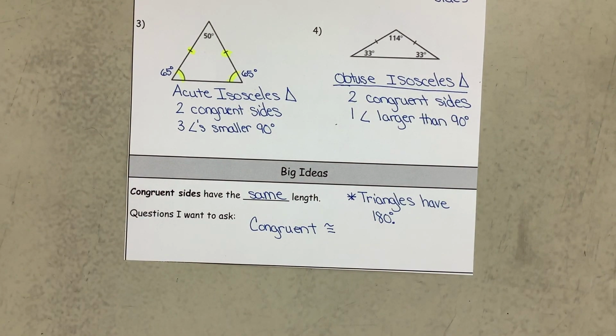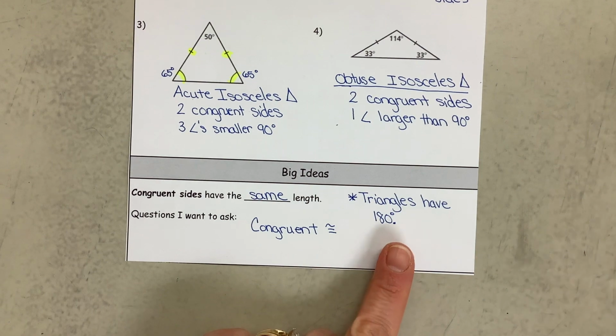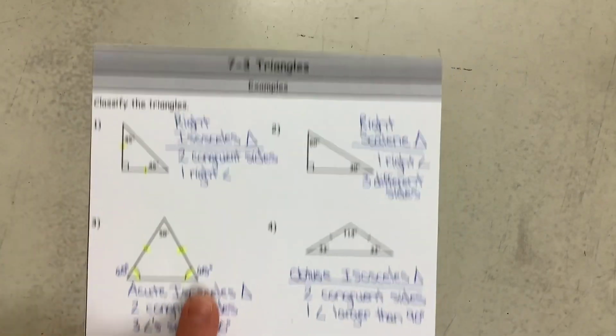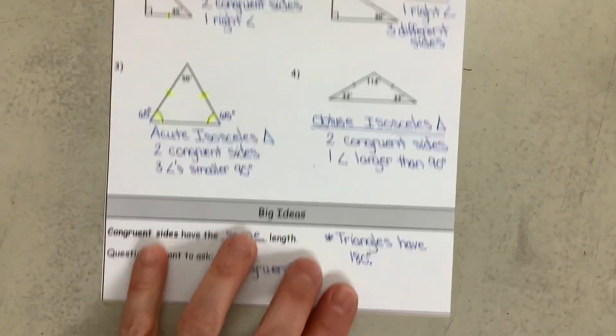Alrighty. All triangles have 180 degrees, so we can always find what is missing if we needed to.